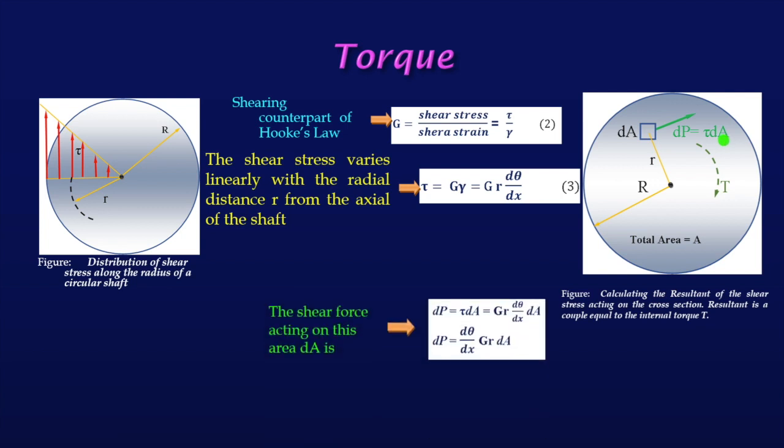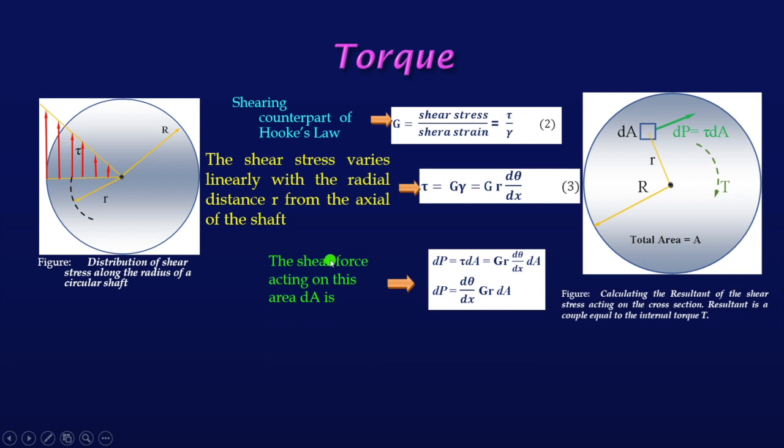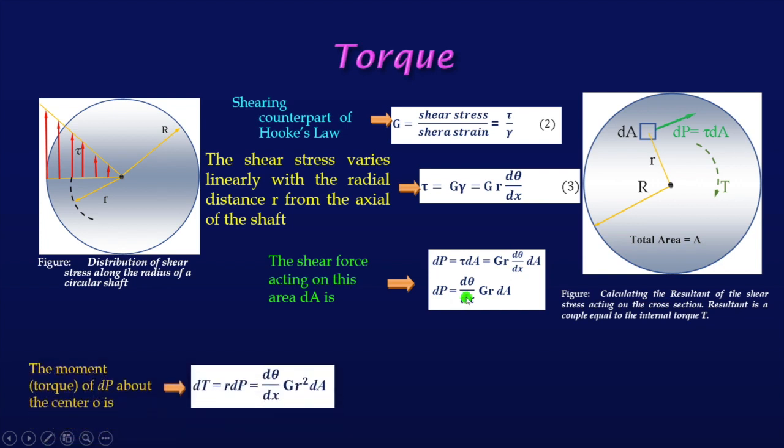Now write down the shear force tau dA. Substitute the value of shear force here and simplify, and we are getting the force equals to this. Then what is the torque? We know torque equals the force into distance.